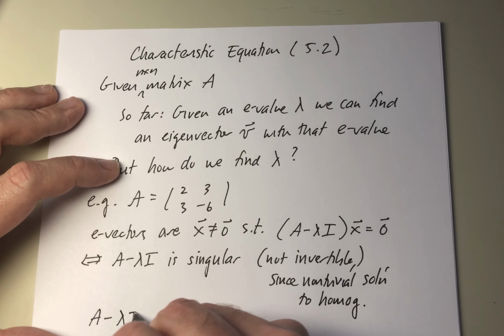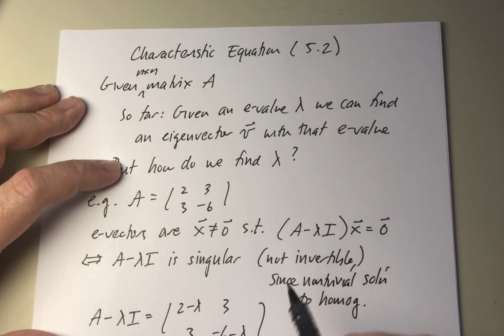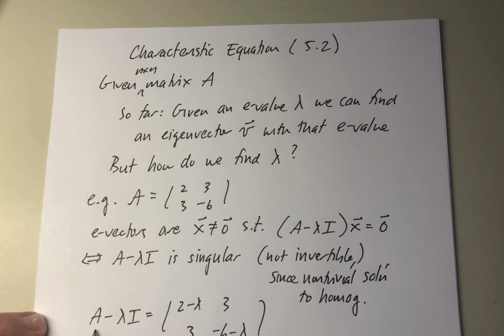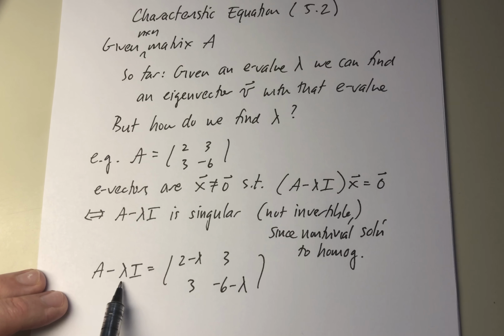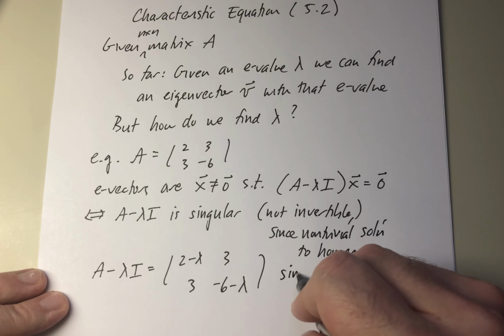So A - lambda I, what is it? It's going to be [2 - lambda, 3; 3, -6 - lambda]. I'm thinking of lambda as my unknown right now because I'm trying to find it. What is A - lambda I? It's just taking away lambda from the diagonals. Remember, whatever you're scaling the identity by shows up on the diagonal as what I'm taking away from A. Well, I want this to be singular.